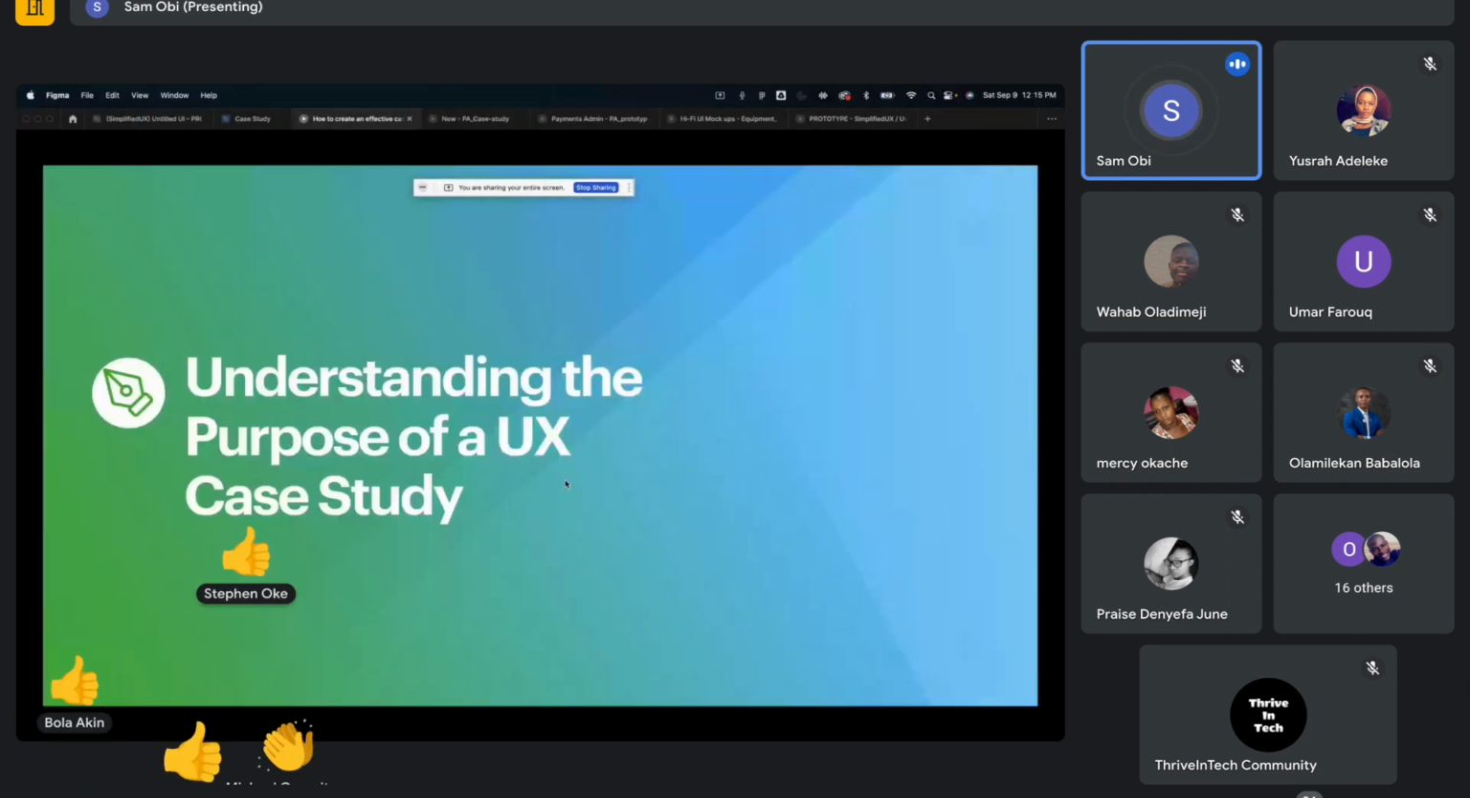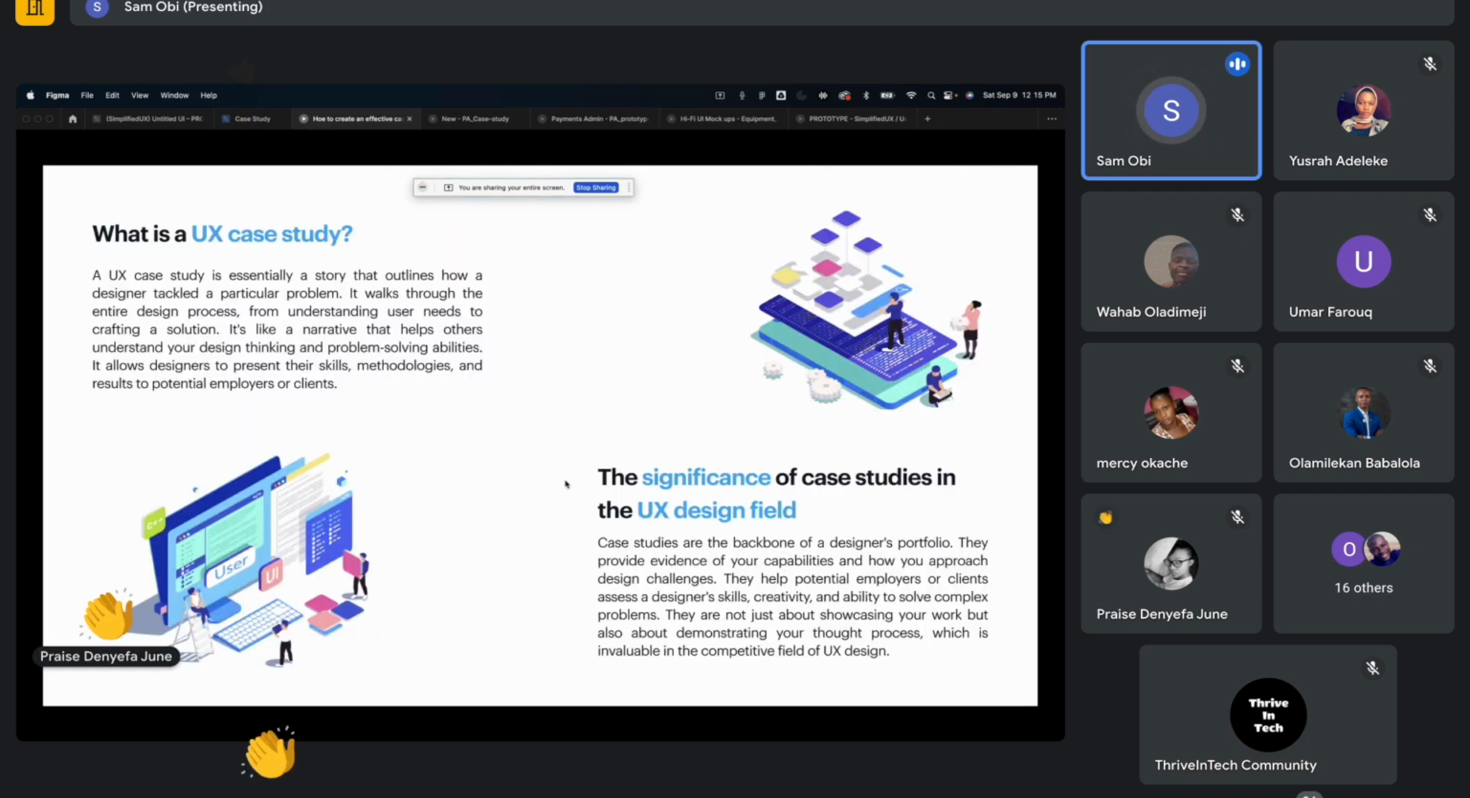All right. So starting from the very beginning, understanding the purpose of a UX case study. A UX case study, as you can see here, is essentially a story that outlines how a designer tackles a particular problem. It walks through the entire design process from understanding the user needs to crafting a solution.